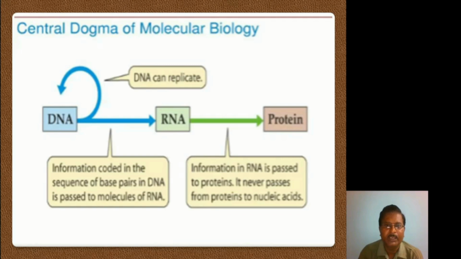DNA can be duplicated into another copy. It is called DNA replication. So DNA can replicate. Then the information present in the DNA can be taken to RNA, and it is called transcription, where information coded in the sequence of base pairs in the DNA molecule is passed to molecules of RNA. Then the information which is there in RNA can be converted into protein molecule. This is called translation, where information present in the RNA is passed on to proteins.